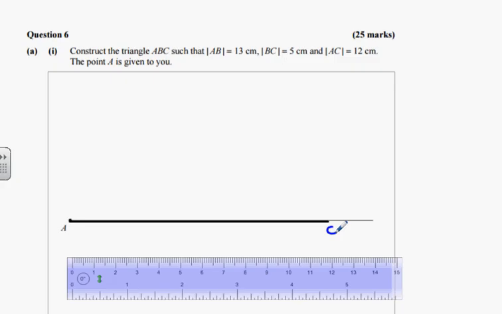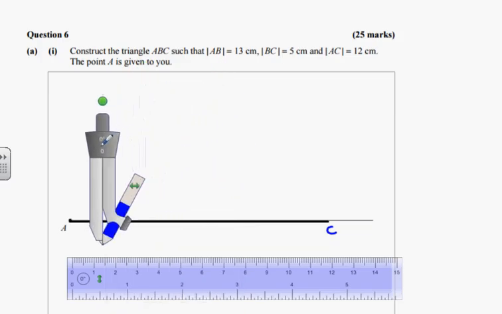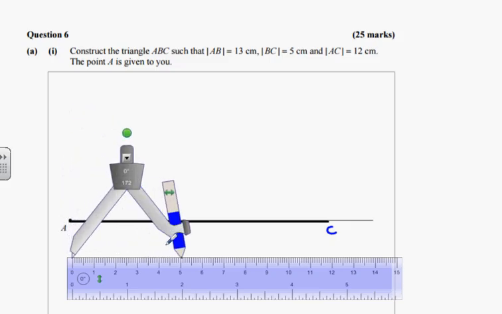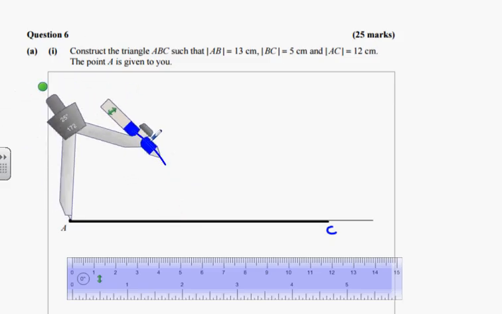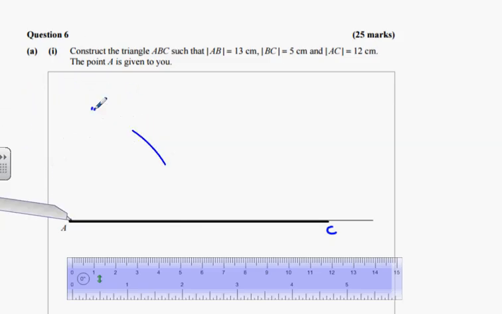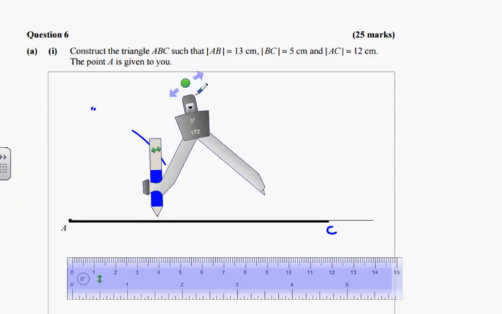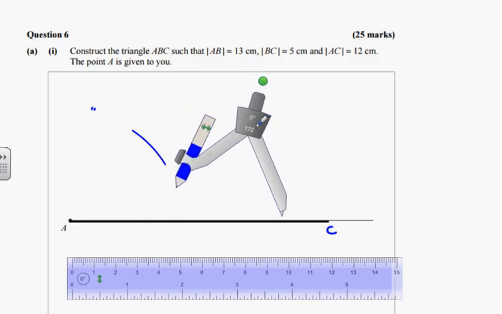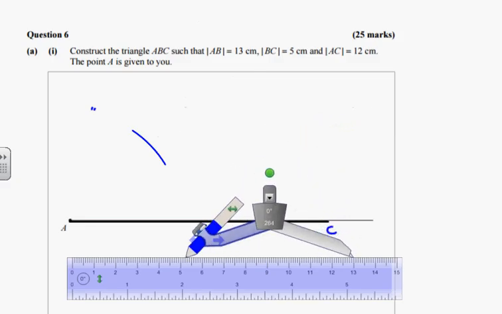Okay, then I take out my compass, and all the marks go towards the construction lines. I then have to find the point B. The point B is 5 centimeters away from A, which will be that end there. So I draw an arc to represent the 5 centimeters. Then I twirl this around, and then I have to draw a 13 centimeter length to AB. Unfortunately, I don't know if I made my compass long enough.